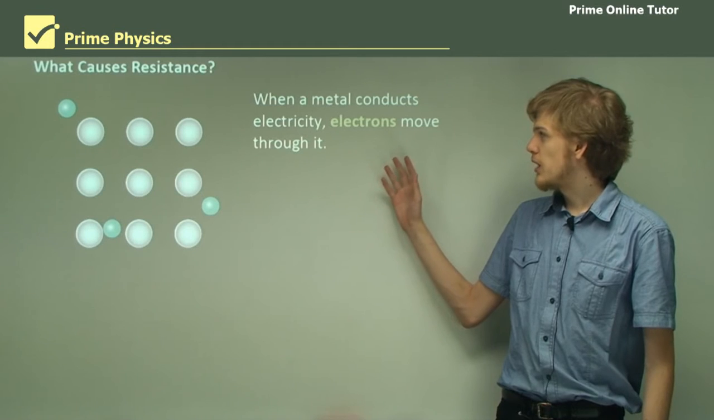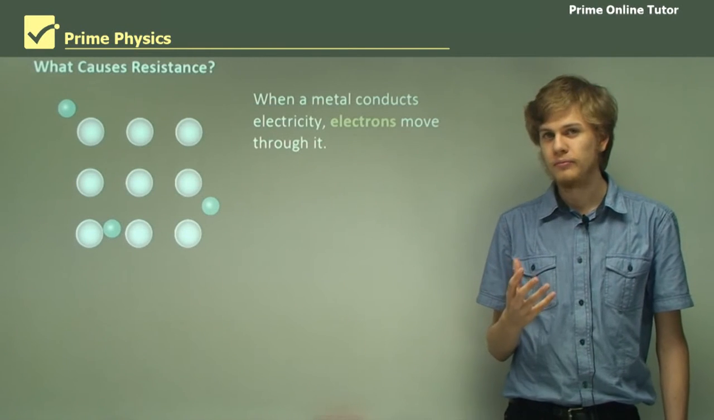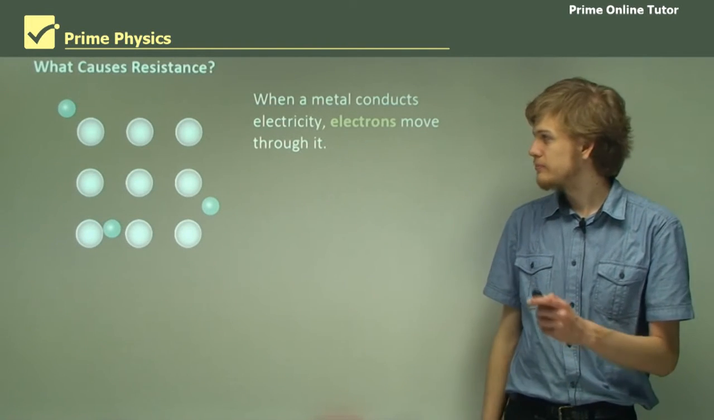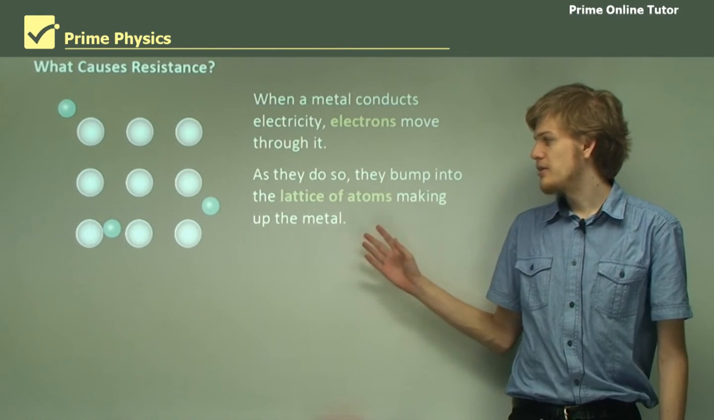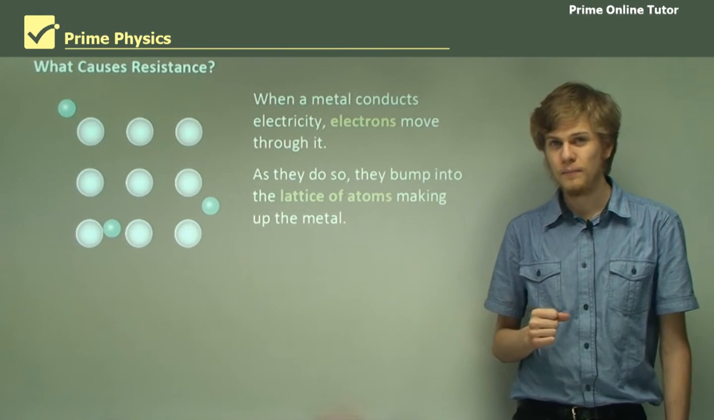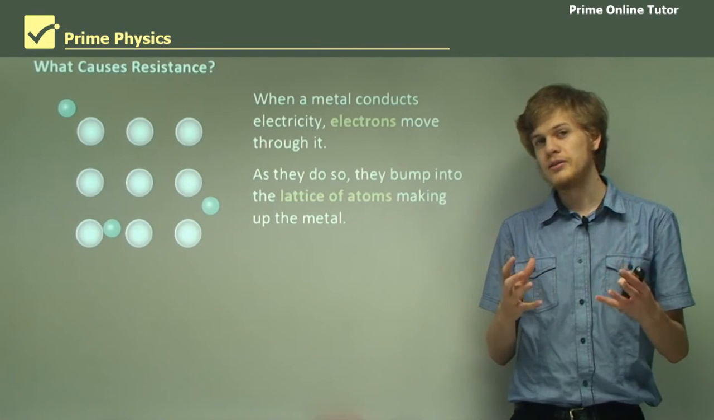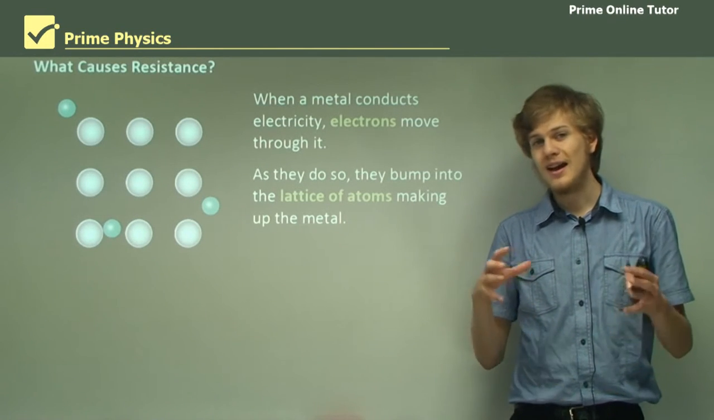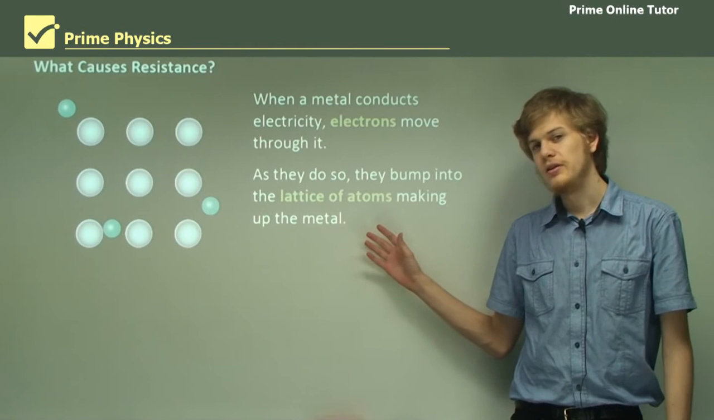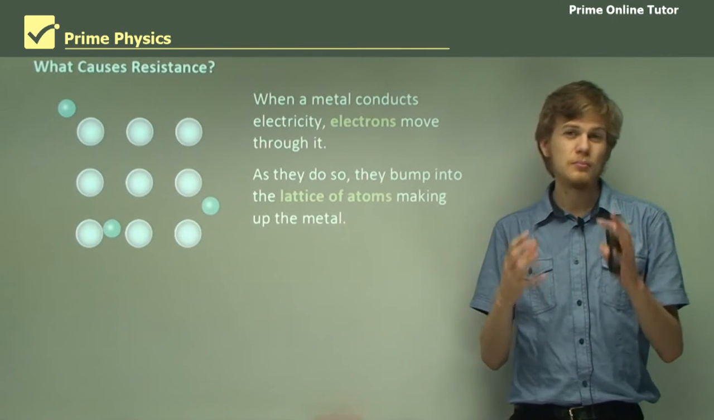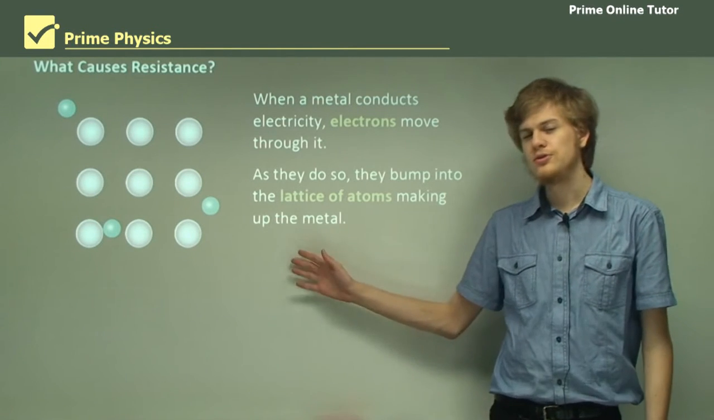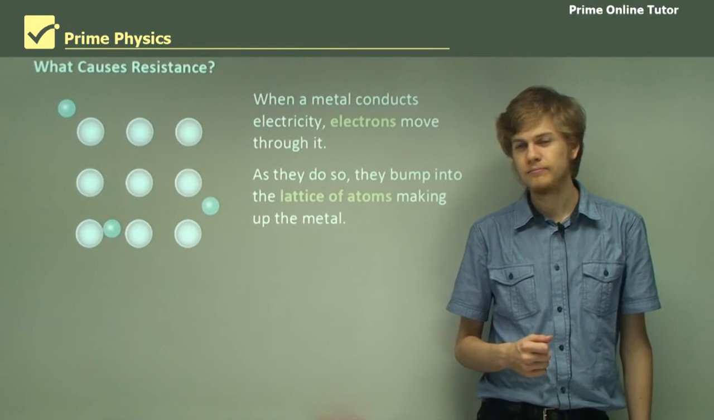So when a metal conducts electricity, electrons move through it, right? They're the charge carriers. Now as they do so, they bump into the lattice of atoms that makes up the metal. Remember that metals, like all materials, are made out of atoms. And because the metal is a solid, the metal atoms are pretty much fixed in place, although the electrons can flow through them freely.